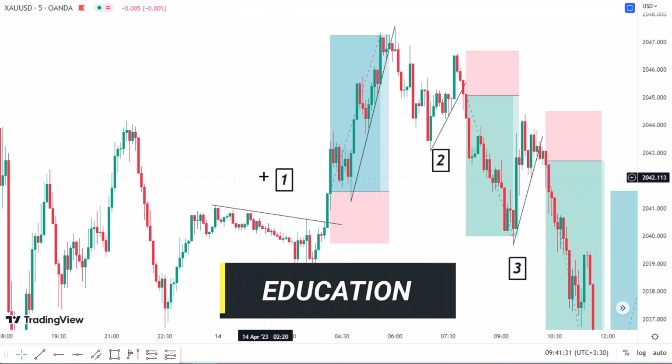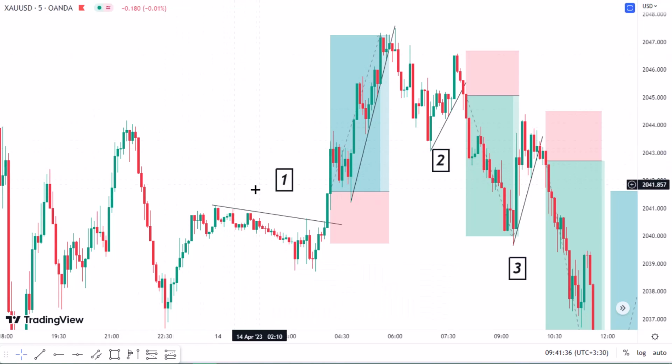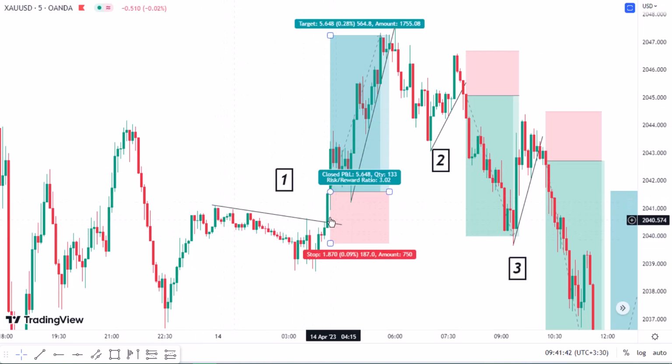So let's start this part too. As you can see here, we are on the gold chart, 5-minute time frame, and on the first position we have this trend line with 1 touch, 2 touches, 3 touches. On the fourth time it was broken somewhere here.